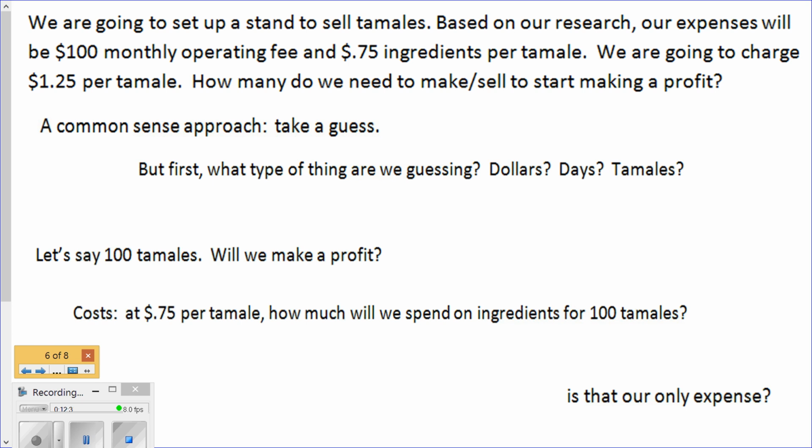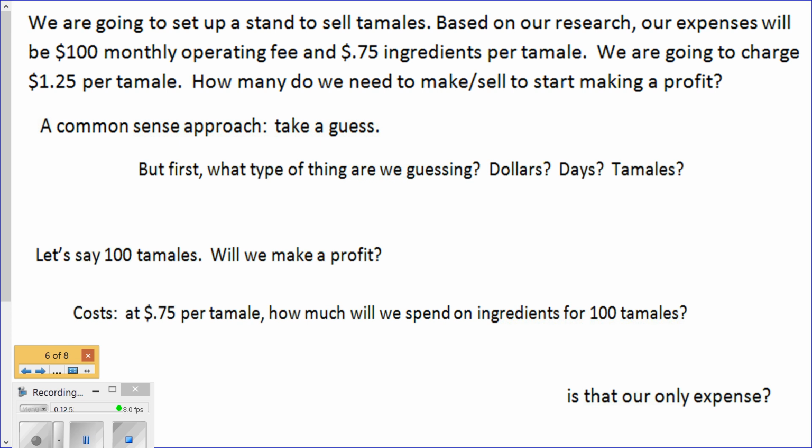We're going to set up a business. We've got a sidewalk stand. We're going to sell tamales. We've done some research, and our expenses are going to involve a $100 monthly operating fee. That gives us the right to set up our stand and operate. And then we're going to have 75 cents in ingredients per tamale. We're going to charge $1.25 per tamale.